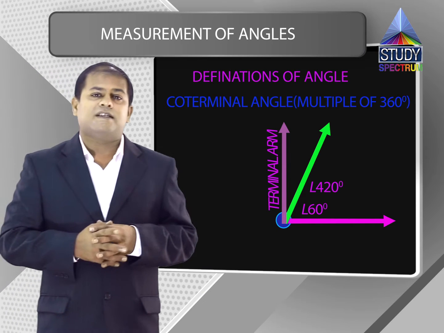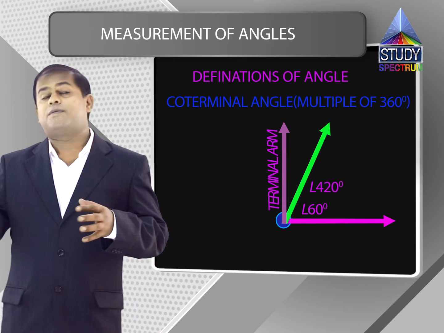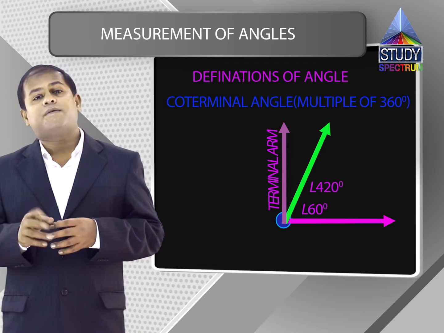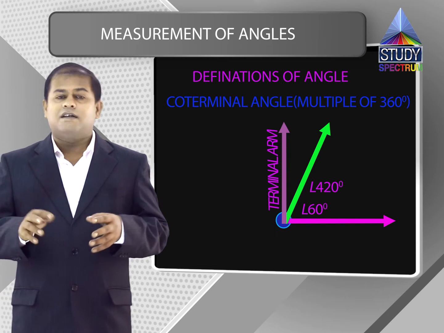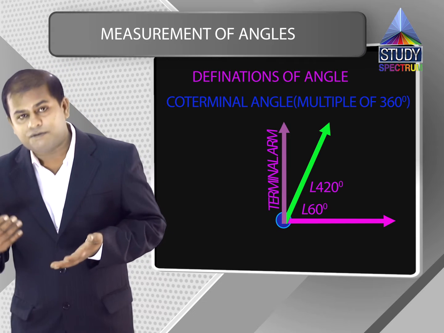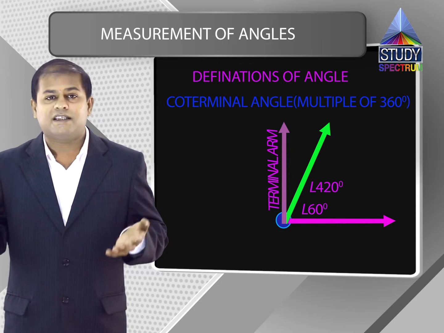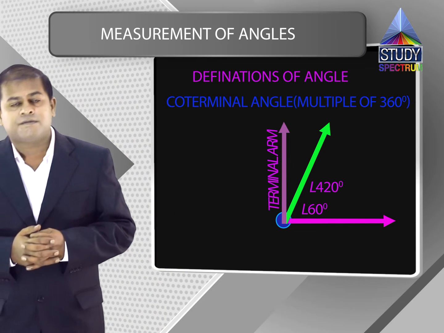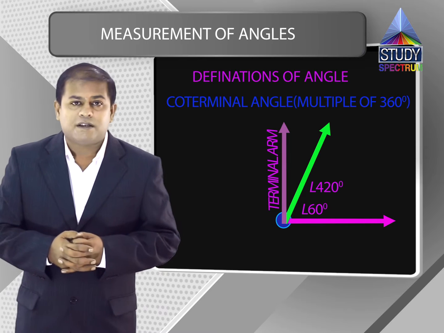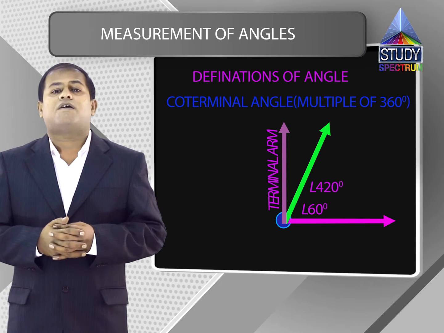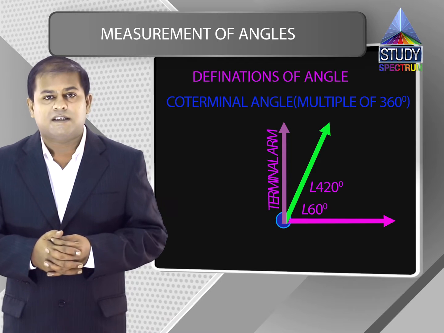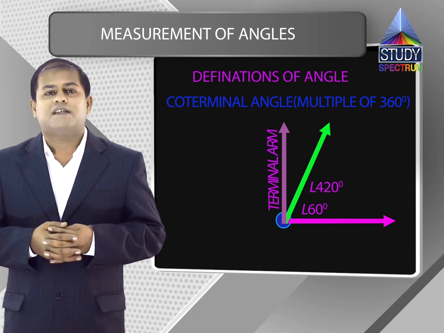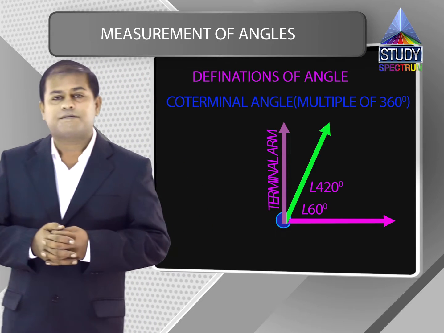Later on in trigonometry, when we introduce trigonometric functions, we will see the value of trigonometric functions for coterminal angles is the same. That is, finding sine 60 or sine 420 degree or sine 780 degree is one and the same. So coterminal angles, this is an important definition. When do we say the two angles are coterminal? When the difference of degree measures of two angles in standard position is a multiple of 360 degree, then we say the two angles are coterminal angles.